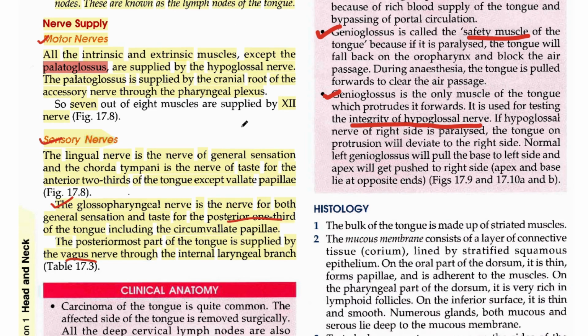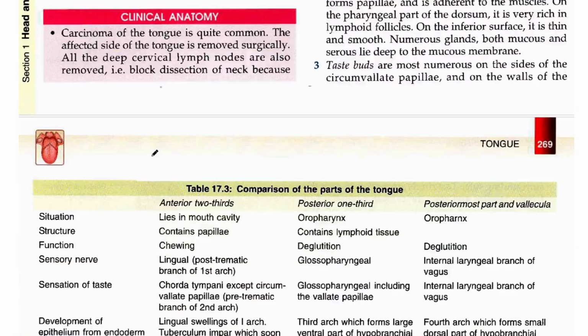So, to summarize, we can say the nerve supply of the tongue is through the 7th, 9th, 10th and 12th cranial nerves. 7th being the facial, 9th is the glossopharyngeal, 10th is the vagus and 12th is the hypoglossal nerve. Sometimes in your MCQ they ask, which of the following cranial nerves does not supply the tongue? So 7, 9, 10 and 12 have their supply to the tongue. So this is about the nervous supply of the tongue.